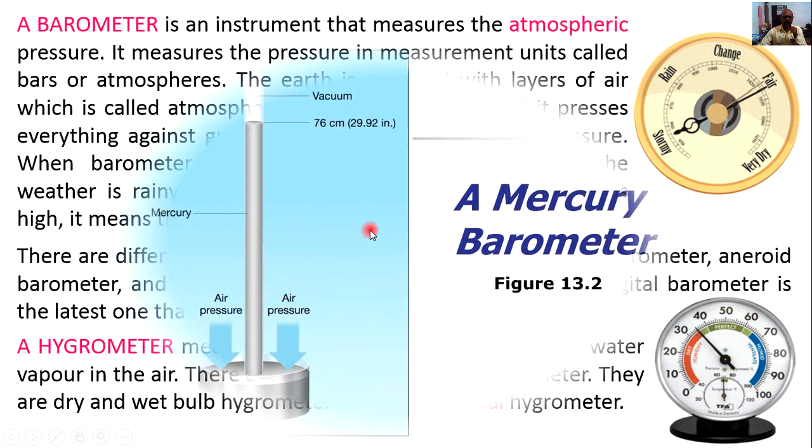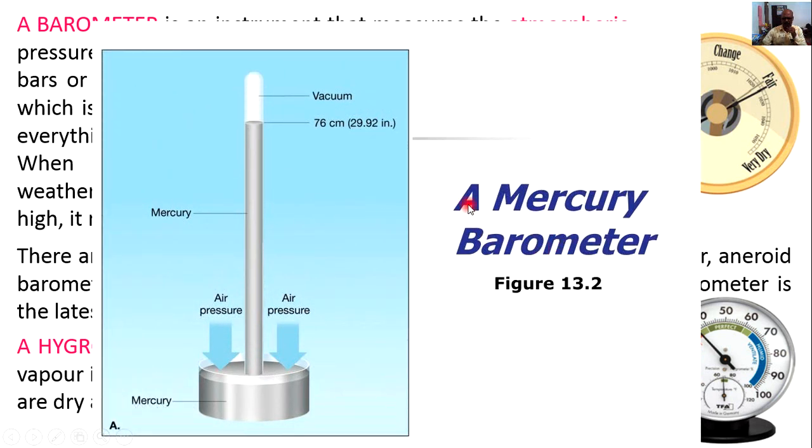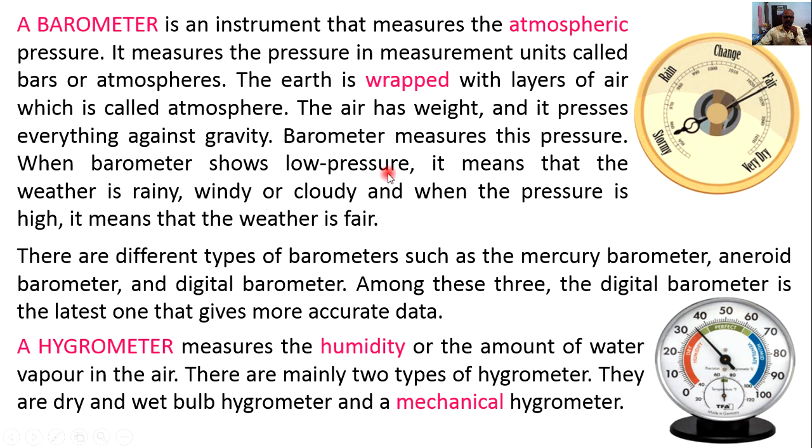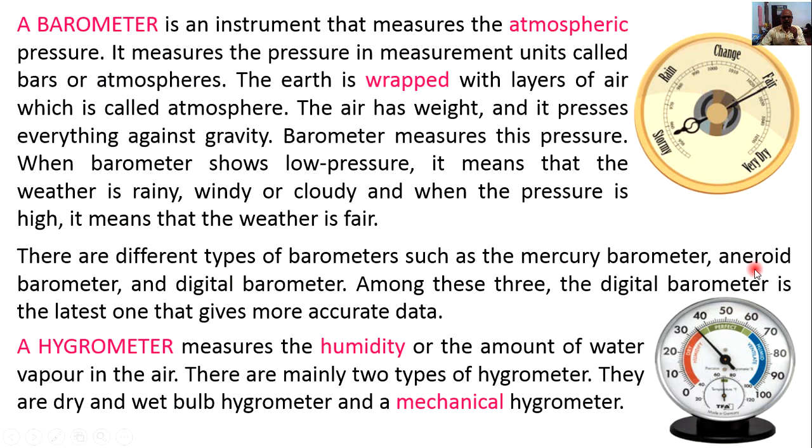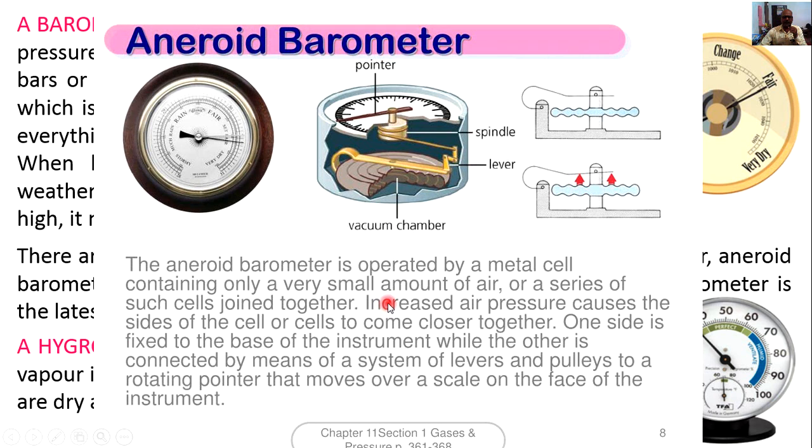Now let me discuss first of all about the barometer. There are different types of barometers, such as the mercury barometer, Aneroid barometer and digital barometer. This is the picture of the mercury barometer. The second one is the Aneroid barometer. This is the picture of the Aneroid barometer.